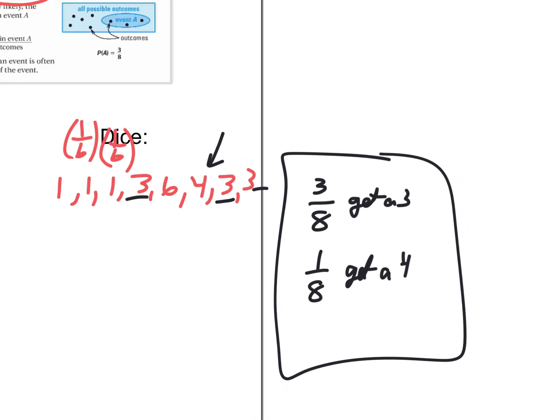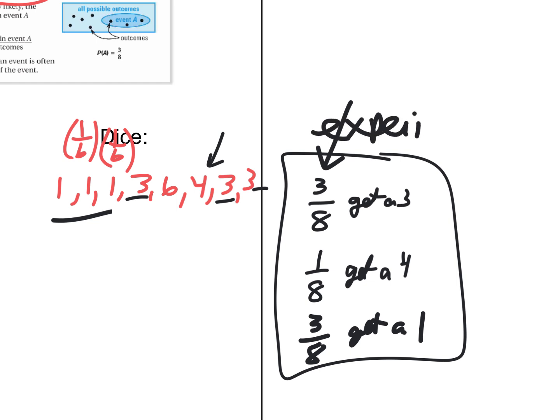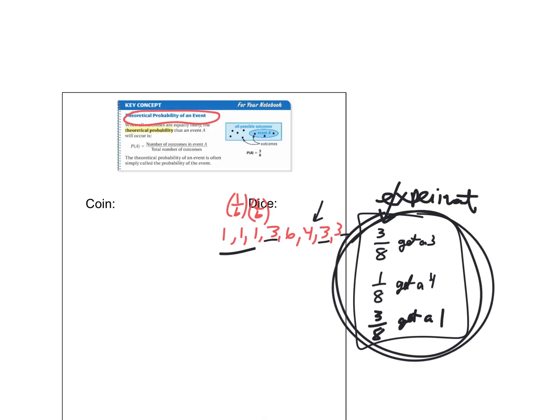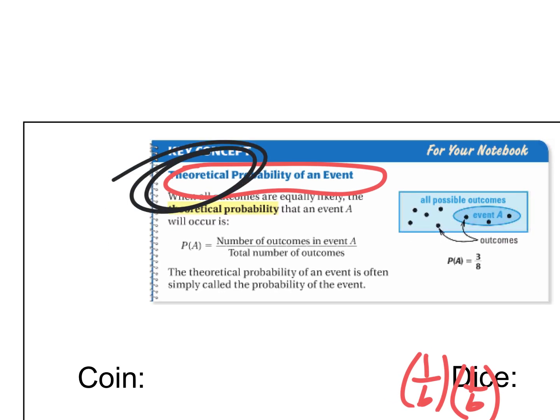This is when I actually did an experiment and I was getting way more 3s than I was supposed to. I got way more 1s than I was supposed to. It was a 3 out of 8 chance to get a 1. So the point is that in theory, you have a 1 in 6 chance that you're going to get any of these numbers. But when you actually do an experiment, the experimental probability is what you actually got versus what you theoretically should get.